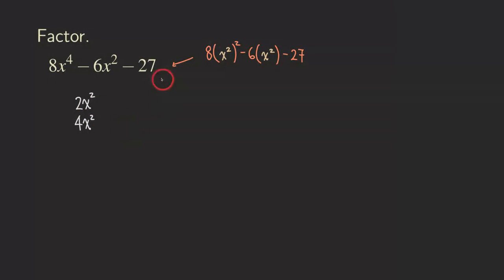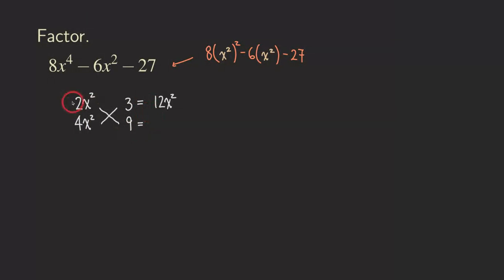Now for the 27, let's try the non-extreme case here. Let's try 3 and 9. I'm just going to put 3 and 9 right here and see what happens. Sometimes when you get lucky, you figure out the answer really easily. Maybe just on the first try, you figure out the answer, then you're finished. So 3 times 4x squared, we get 12x squared.